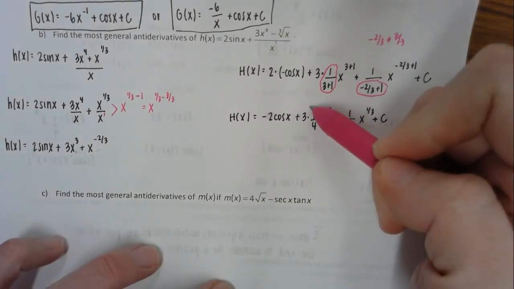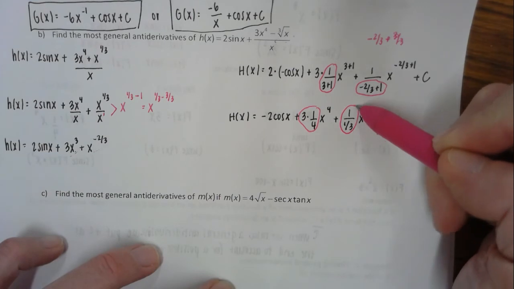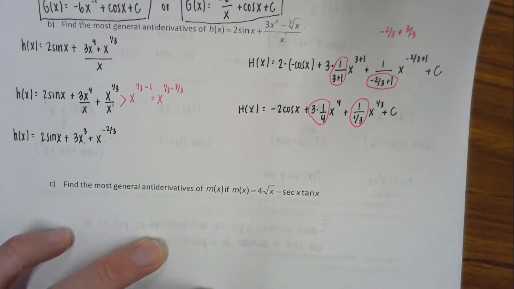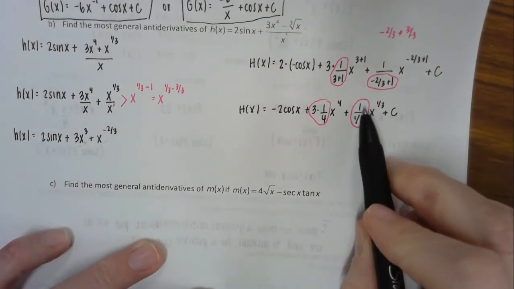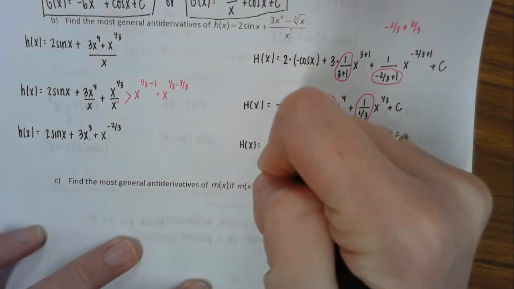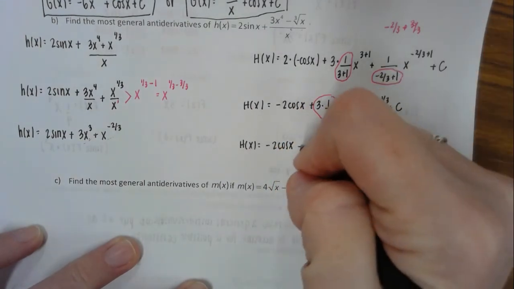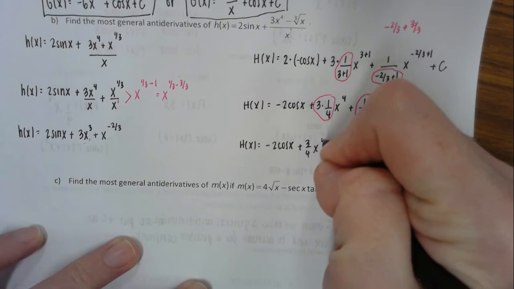And then there's 2 other things I need to do here. I want to multiply this out, and I never want to leave a complex fraction. Meaning I never want to leave anything as a number over a fraction. So I'm going to definitely simplify that. So this is going to become negative 2 cosine of x. It's going to become 3/4 x to the 4th.